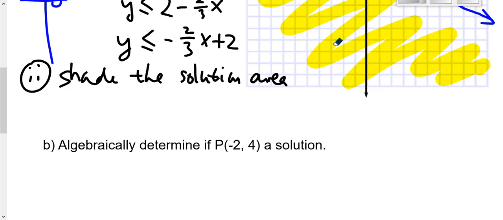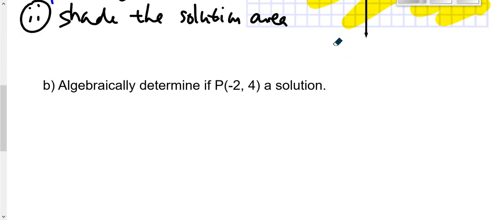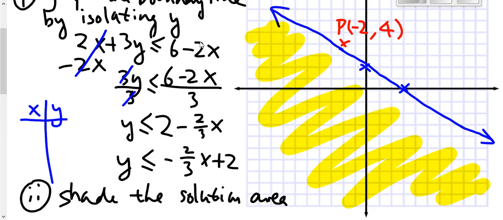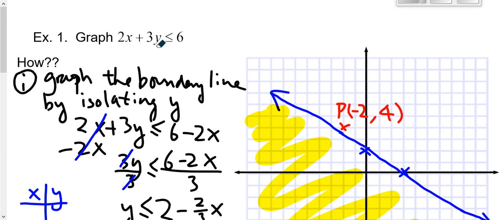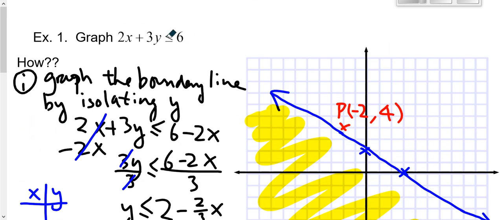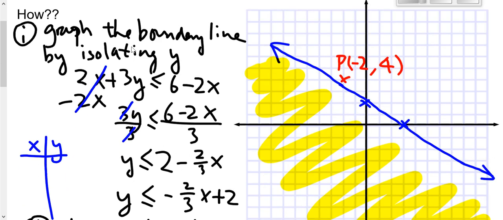Alright, so what do we do then? Of course, algebraically. So this is my x value, this is my y value. So what do we do? We plug it back here. You can either do it like this or do it this way, but I would personally prefer to do it this way because I can compare that to a number. So 2x plus 3y is less than or equal to 6. So plug in -2 for x and 4 for y.